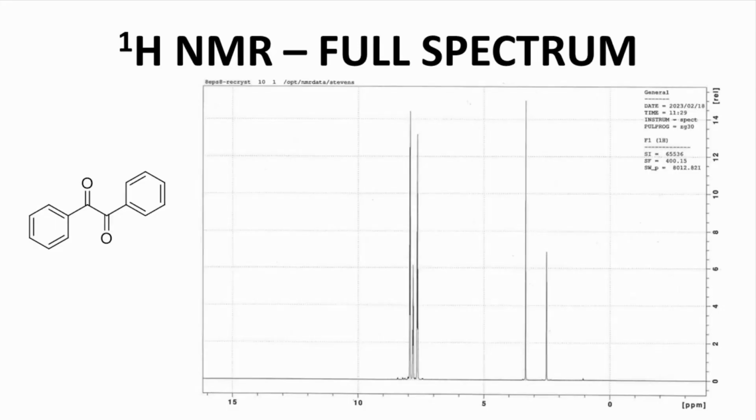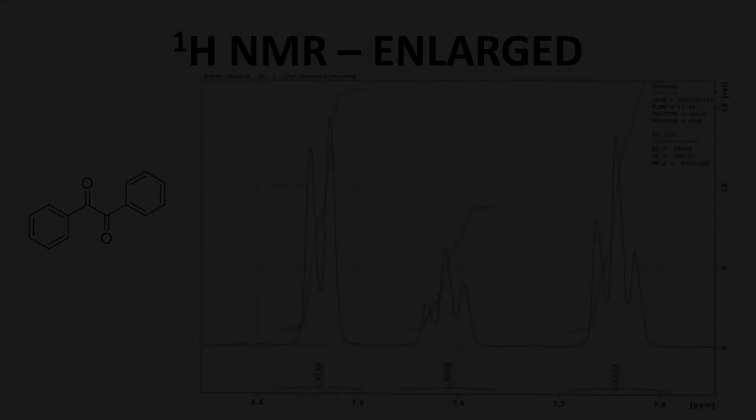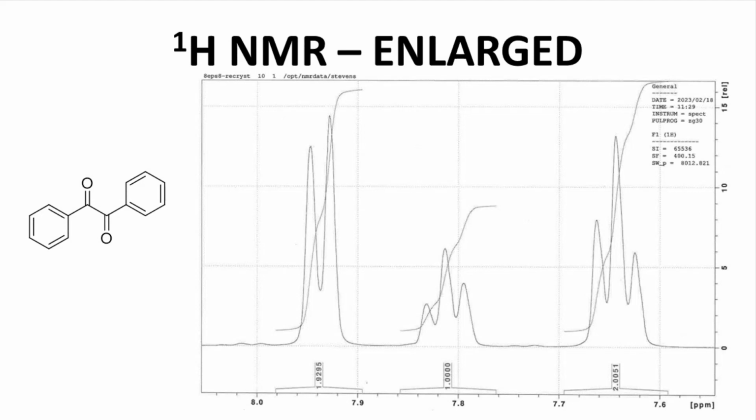Here is the full NMR spectrum. The spectrum was run in DMSO, so we see DMSO at around 2.5 ppm and a bit of water at 3.5 ppm. The field strength is 400 megahertz. Benzil is a boring structure with just 2 aromatic rings, 10 CHs. That's all we see, peaks in the aromatic region. Let's zoom in closer. Here is just the aromatic region. The ratio of these peaks is 1 to 2 to 2.